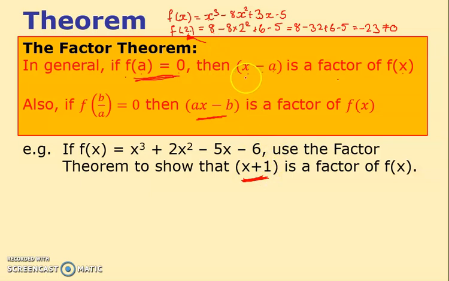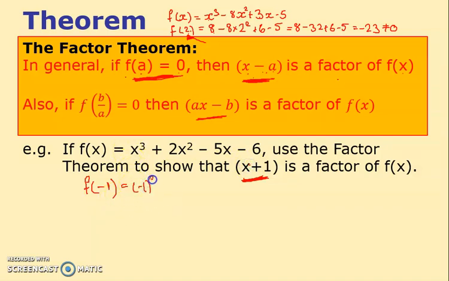So notice over here, when I showed that x minus a was a factor, I put a into the function. And you see how the sign has changed. So over here, if I need to show that x plus 1 is a factor, I need to change the sign. So I'm going to put minus 1 in, and you always change the sign. I've got x plus 1, so I put minus 1 in. So let's put minus 1 in.